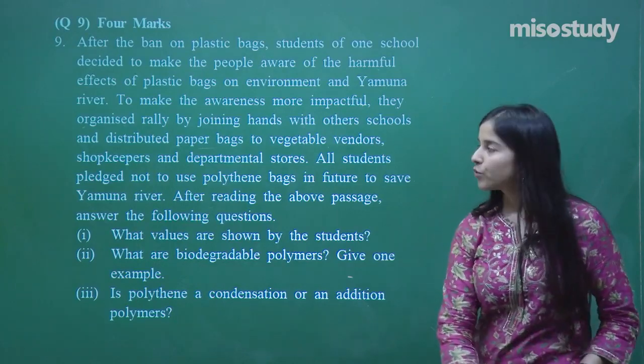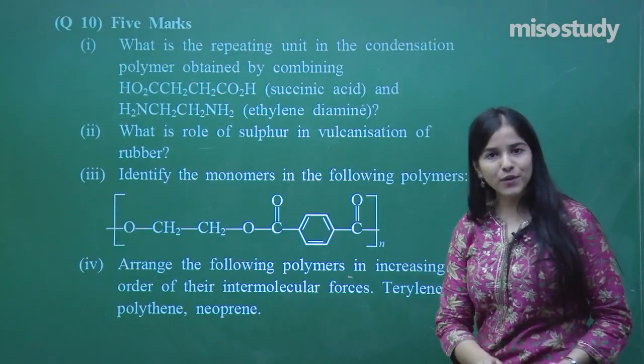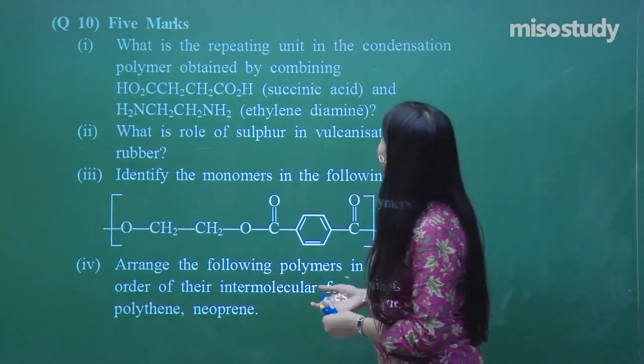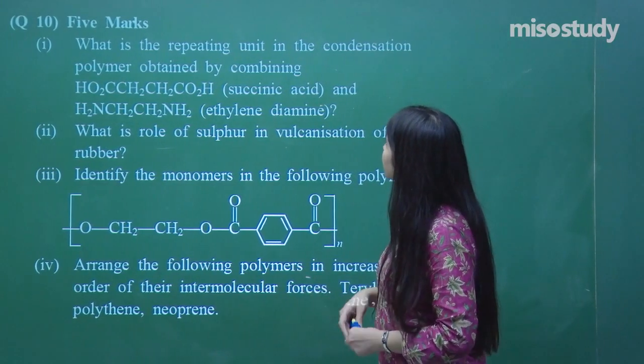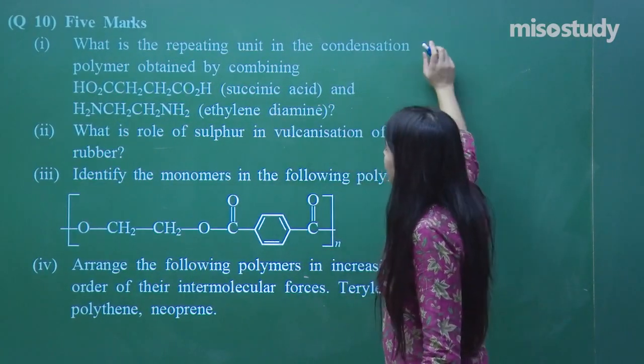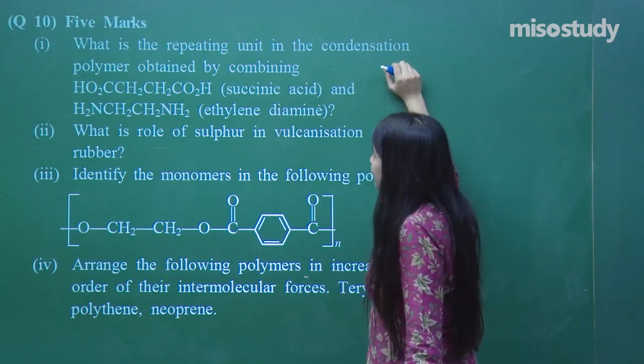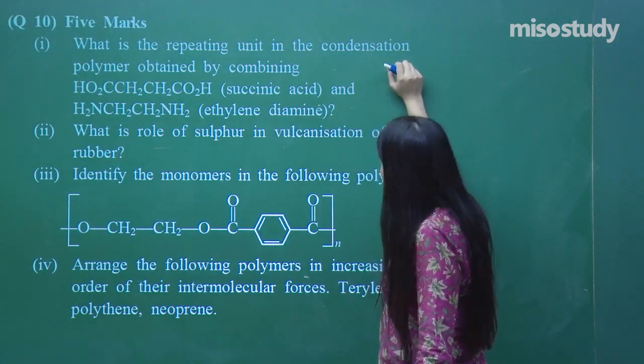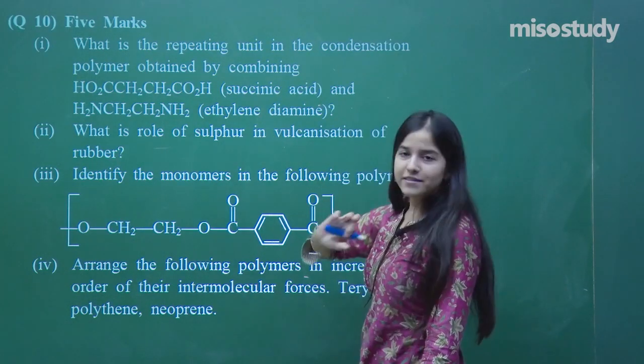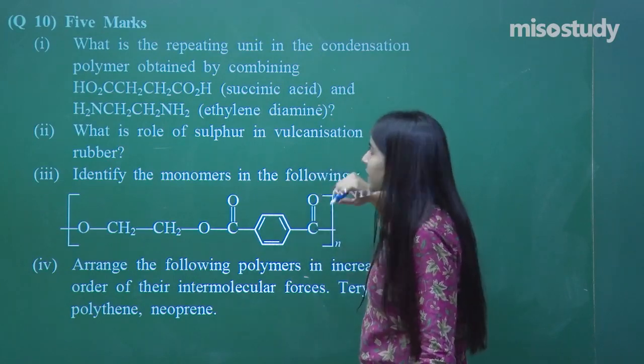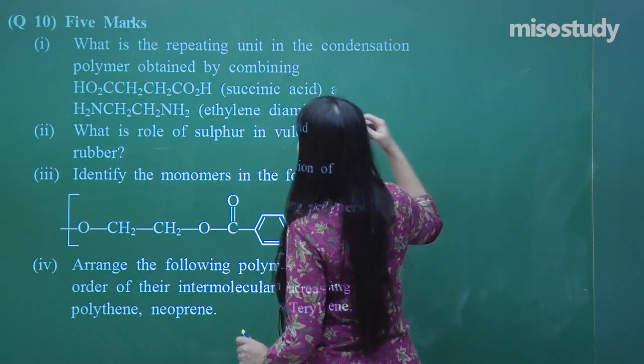And yes, what do I have here? A 5-mark question. What is the repeating unit in the condensation polymer obtained by combining this? They have randomly given the succinic acid and ethylene diamine. I need to polymerize it basically, right? Let's polymerize that.